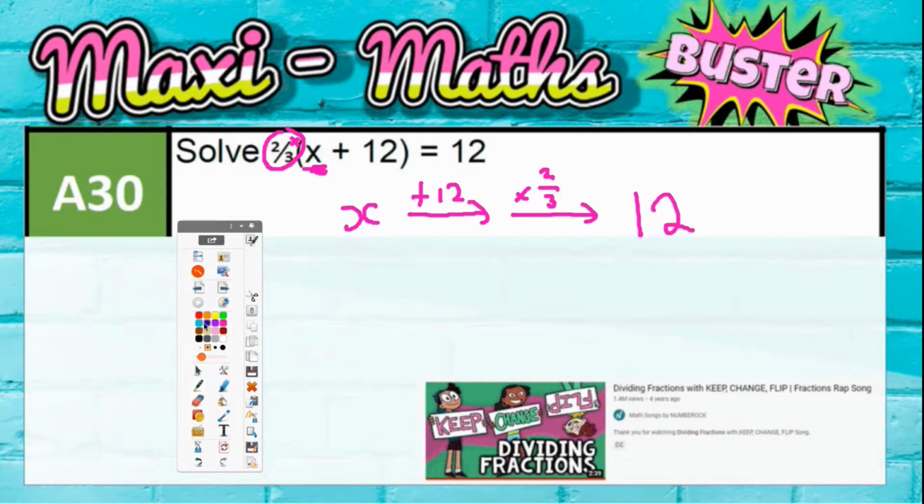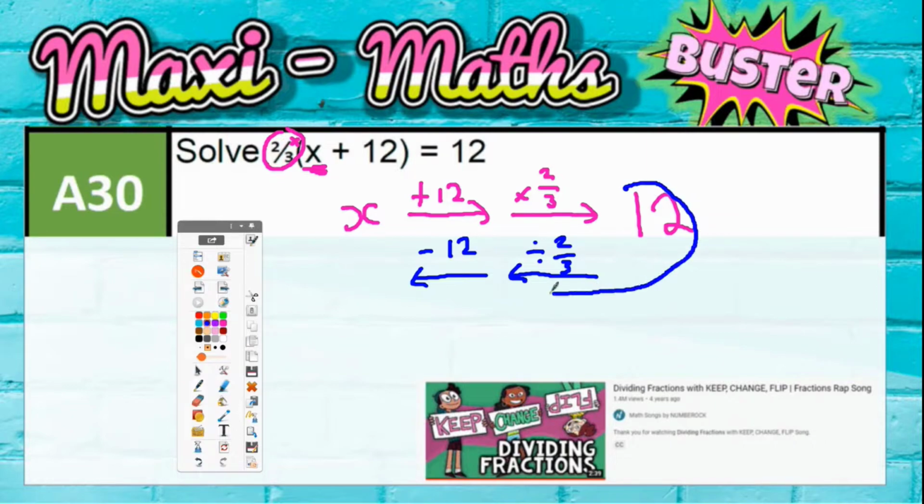All we've got to do then is reverse it backwards. So the opposite of times 2/3 is divide by 2/3, and the opposite of add 12 is take away 12. So if we work backwards and do 12 divided by 2/3, take away 12, we'll basically have our answer for the mystery value of x. So the question is 12 divided by 2/3.